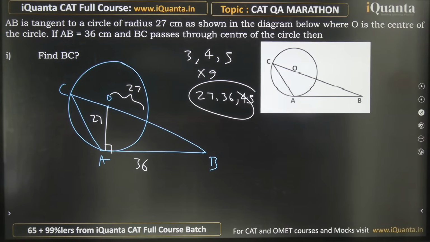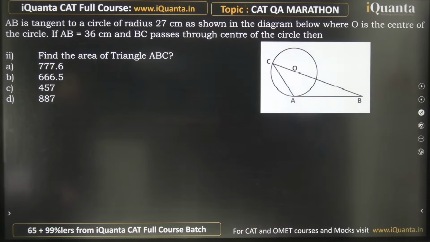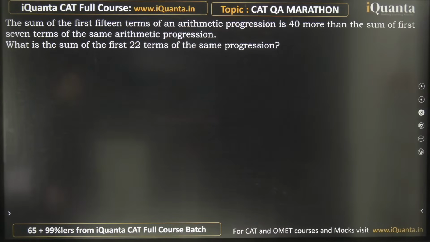Clear? 72. Did it this way only? Chalo, very good. Let us go to the next question. Algebra has come, sequences and series.